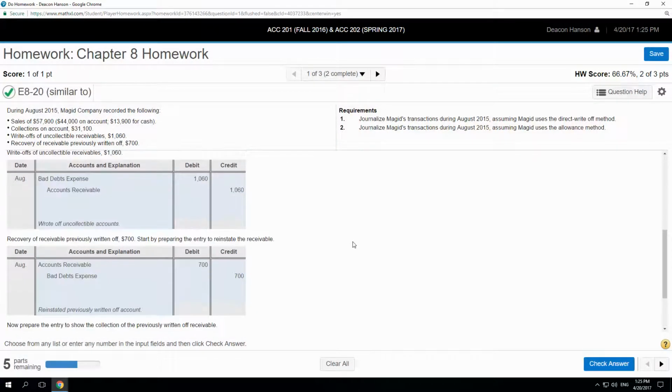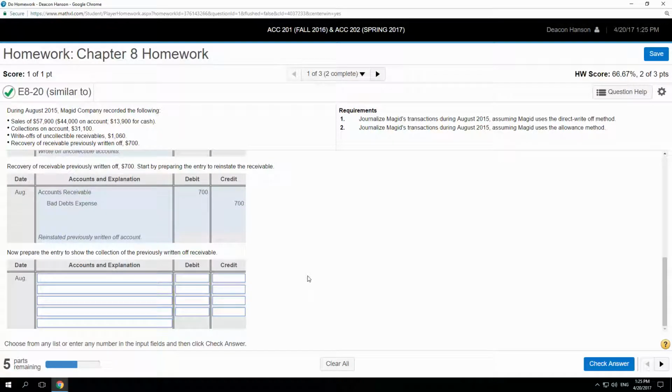Why is it only like a portion of it again? Sorry. Well, they tell me. You see the sentence? They recovered receivable previously written off of 700. So it didn't require me to go in and figure out how much was reinstated. They came right out and told us. Oh, okay. Yeah. So I just went with what they said.